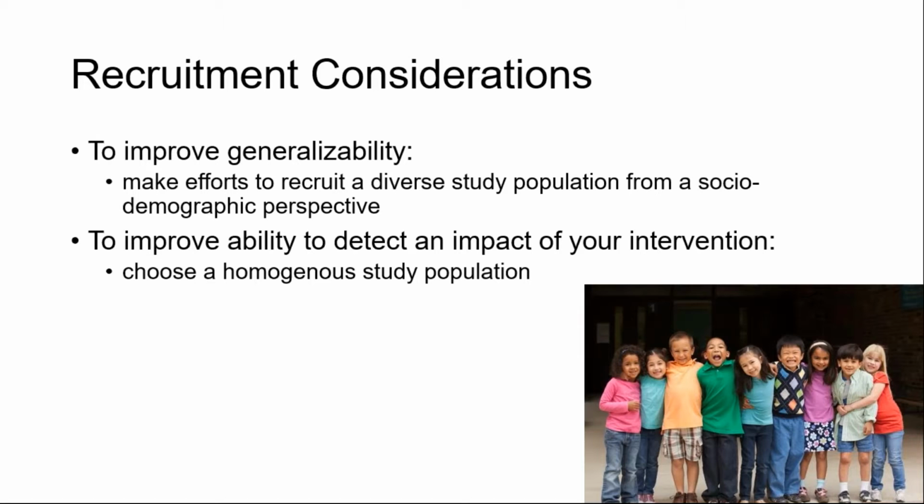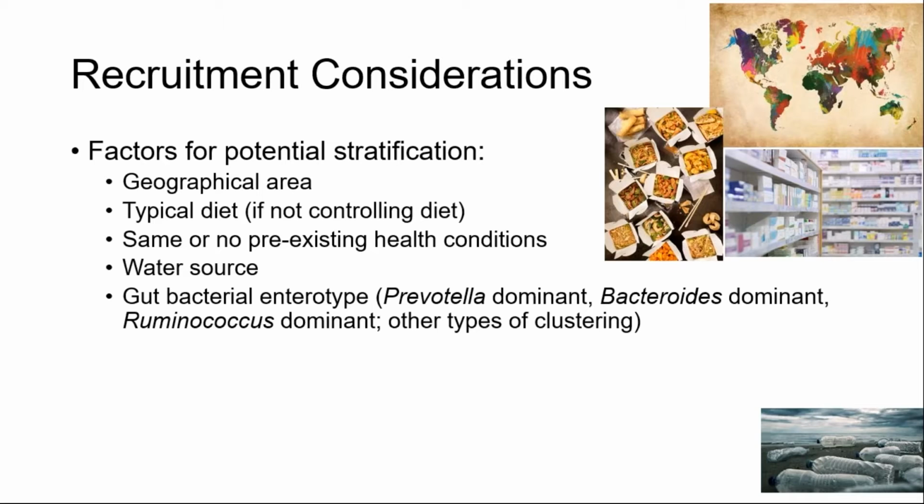So to improve the generalizability of our results in the diet microbiome sphere, we really need to make efforts to recruit a diverse study population from not only a race and ethnicity perspective, but also from a socio-demographic perspective. And to improve the ability to detect an impact of your intervention, you might actually want to choose a homogeneous study population. So you have to consider what your end goal is as you're making these considerations for designing your study.